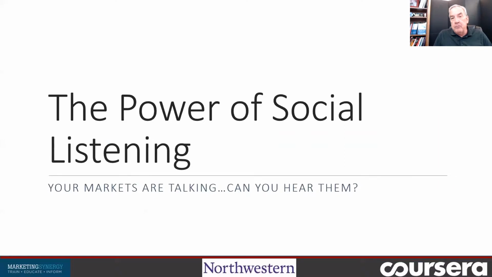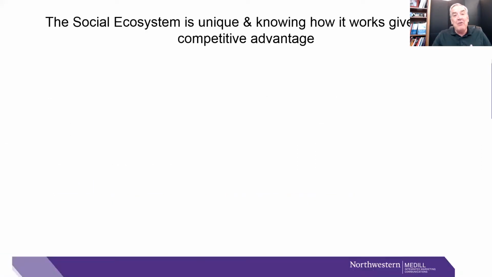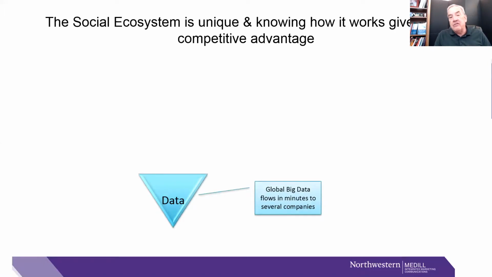After we finish the first MOOC, we then move into the power of social listening. And so the key is your markets are talking, can you hear them? And so what we do is we talk about the unique ecosystem that is social. What most people don't understand is social data is flowing globally in real time to several companies that pull it together. So if somebody writes a blog in Beijing, China, it is captured within a minute in companies that are pulling all this data together. So they're bringing in things from China and from Australia and from Brazil and from the United States, all flowing together in real time and gathered so that it can be used and analyzed.